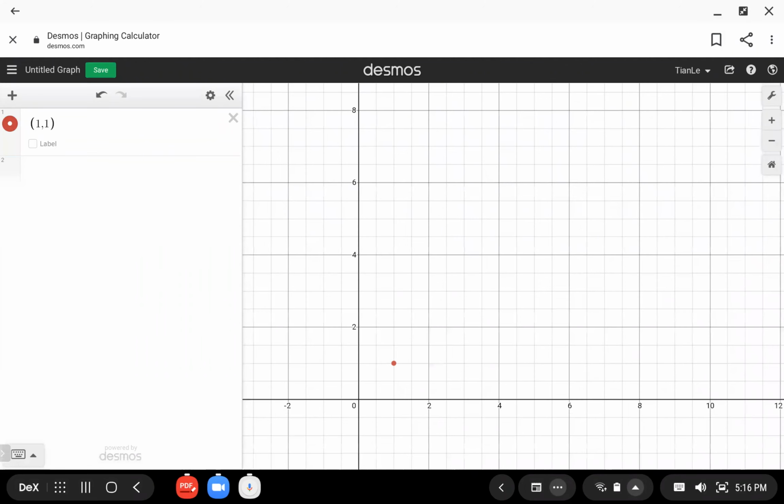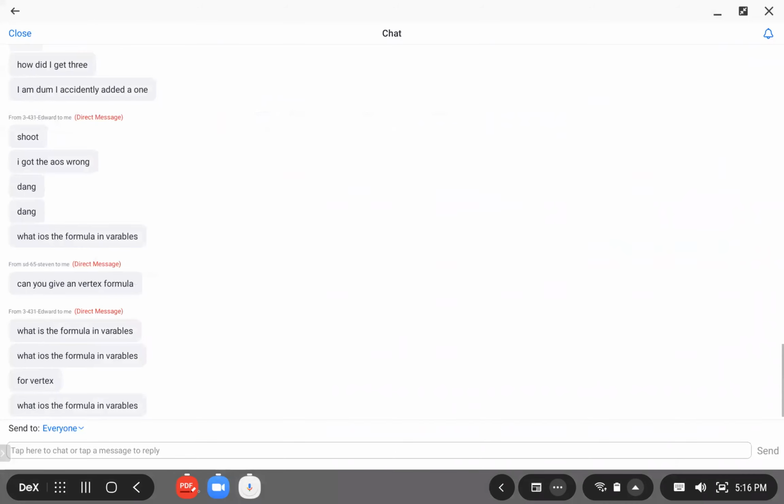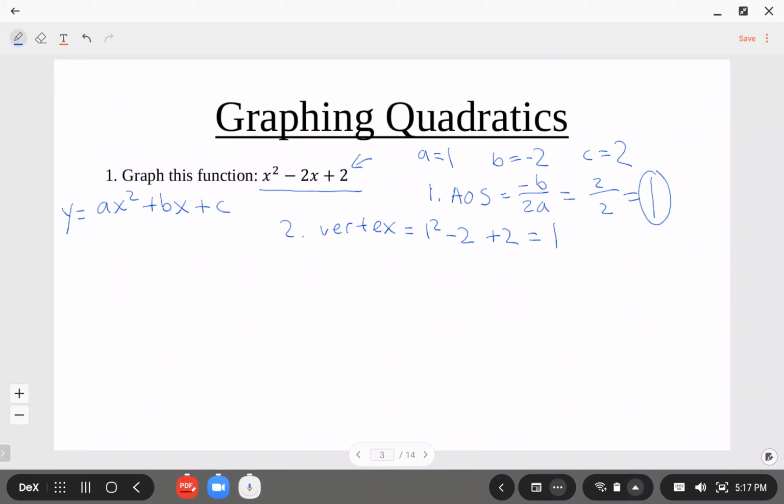So our vertex is 1, 1. The vertex formula is basically just plugging the AOS in. You see, the AOS is 1 here. We're plugging the AOS into our function. Okay? There's not really a set formula for that. It adapts to the function. Basically, you find the AOS and then you plug it into our function, and then hence you get the y value of the vertex. And then we get our vertex, which is 1, 1. Okay, do you understand now?